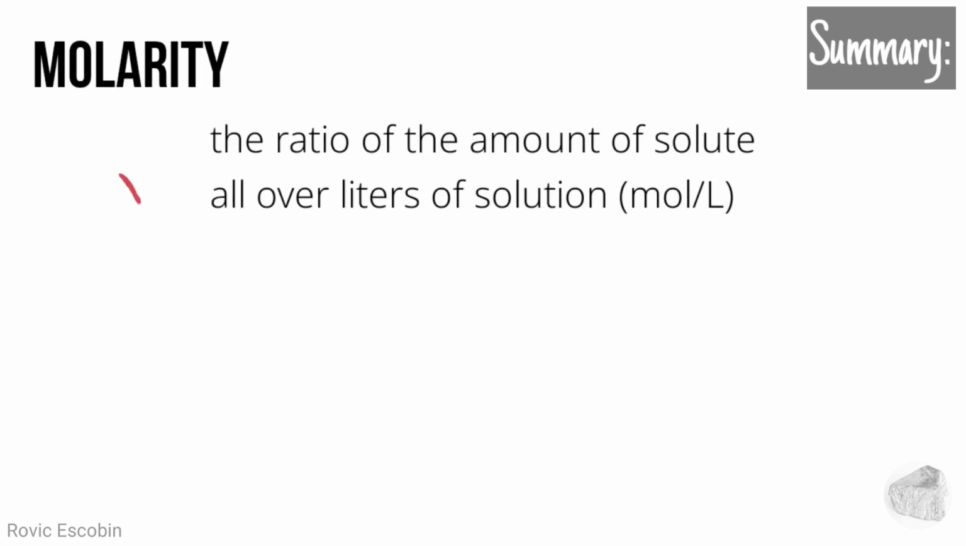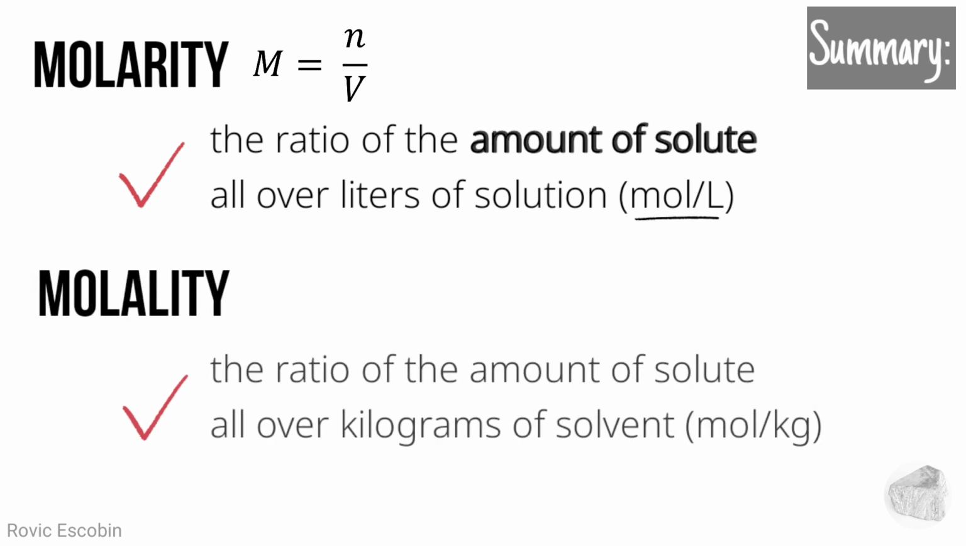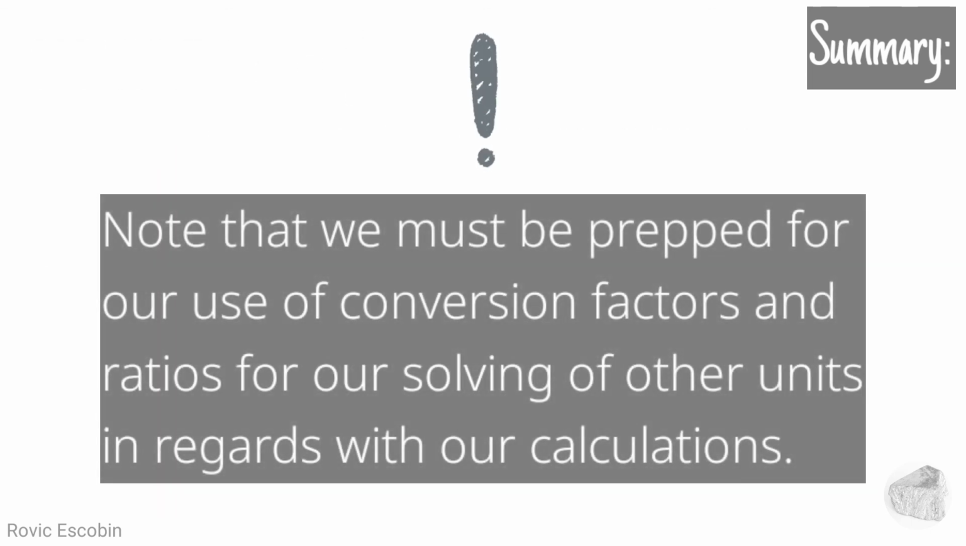In short, we have discussed a segment of the arithmetic of chemical solutions. Molarity is the ratio of the amount of solute all over liters of solution, with the unit of moles per liter. Its formula is capital M equals n over V. Molality is the ratio of the amount of solute all over kilograms of solvent, with the unit of moles per kilogram, having our formula of lowercase m equals n over kg. Note that we must be prepared to use conversion factors and ratios for solving other units in our calculations.